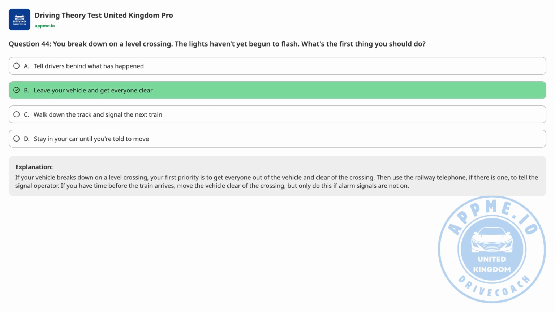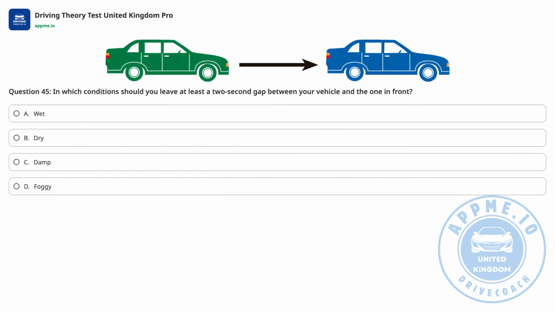The correct answer is B. Question 45. In which conditions should you leave at least a 2-second gap between your vehicle and the one in front? A. Wet. B. Dry. C. Damp. D. Foggy.